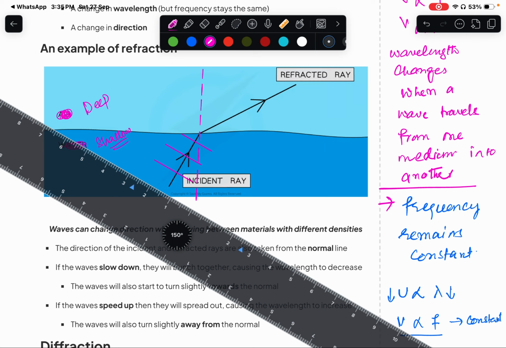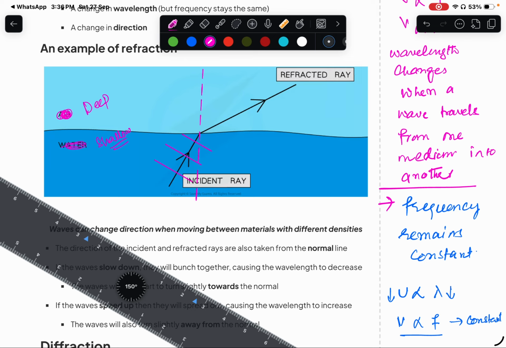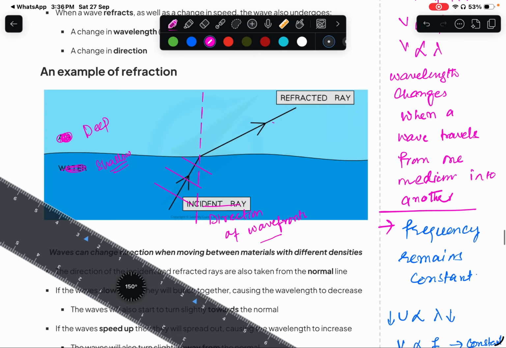Look, they start bending. Look at the direction. This incident ray is the incident direction, by the way. So right now we'll be writing here the direction of wavefronts. Now, after refraction, the direction of wavefronts would be like this. Wavefronts after refraction.